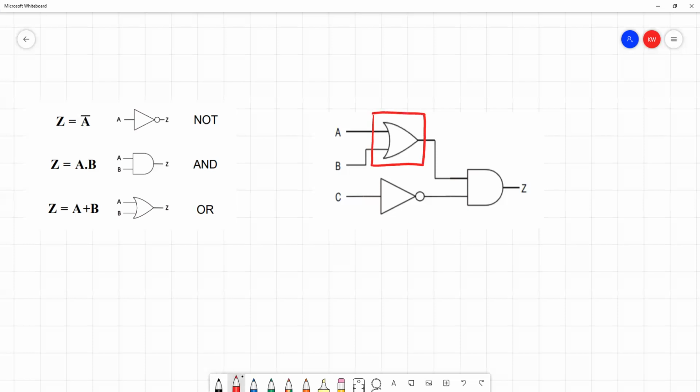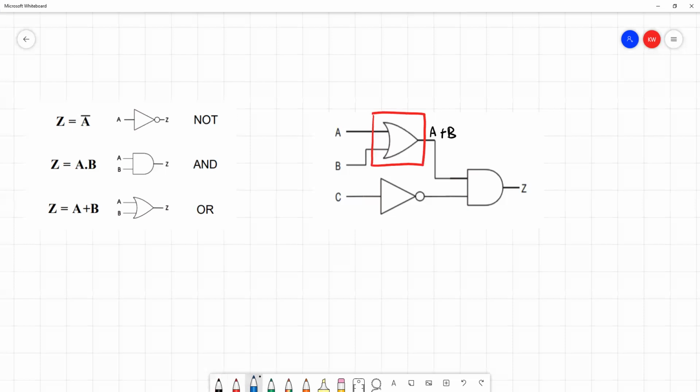I've highlighted in red which gate we're talking about here. This is a symbol for an OR gate. And our table on the left tells us that when we have 2 inputs going into an OR gate, we represent them by putting a plus between them. So the output of this OR gate is A plus B.